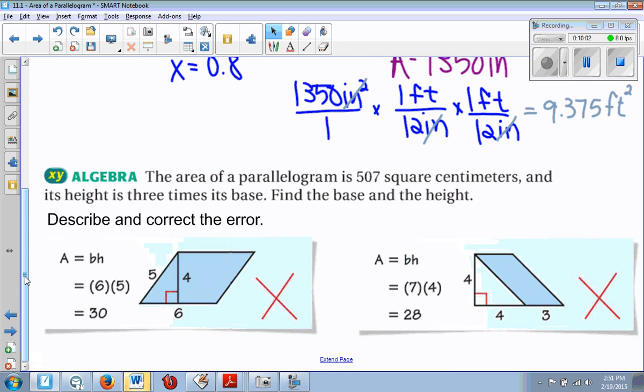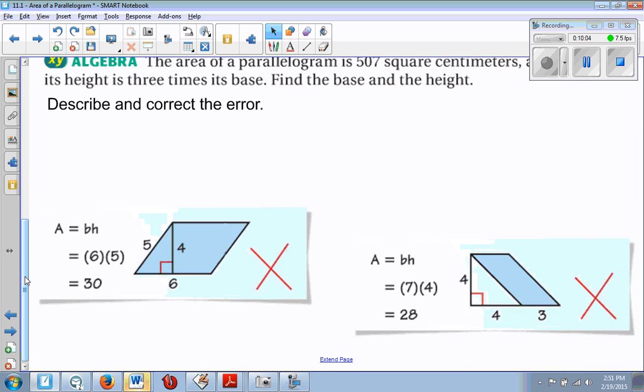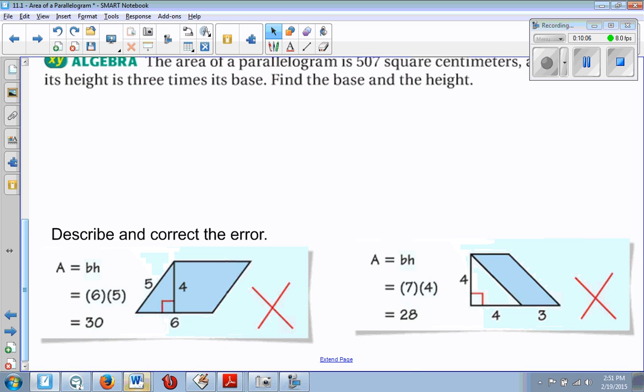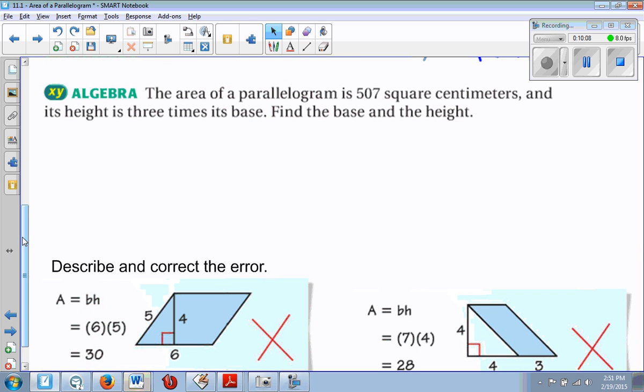Moving down, let's go to the next problem. The next problem is a little bit of a word problem. So it says the area of a parallelogram is 507 square centimeters, and its height is 3 times its base. Find the base and the height.